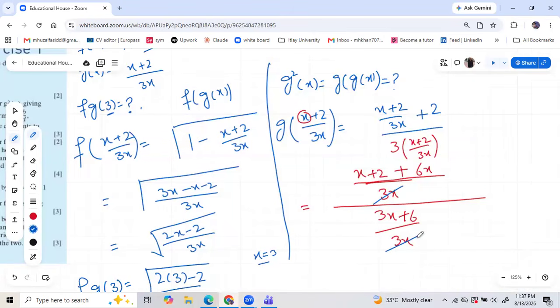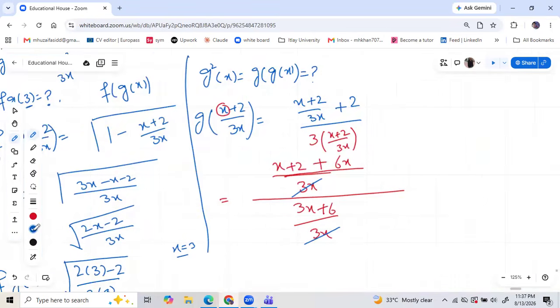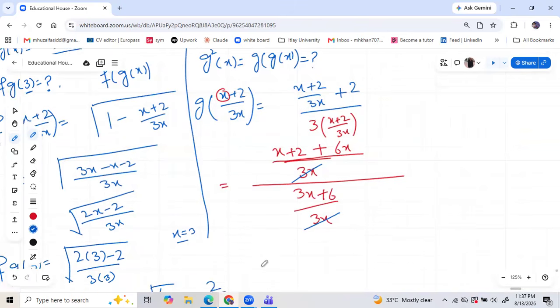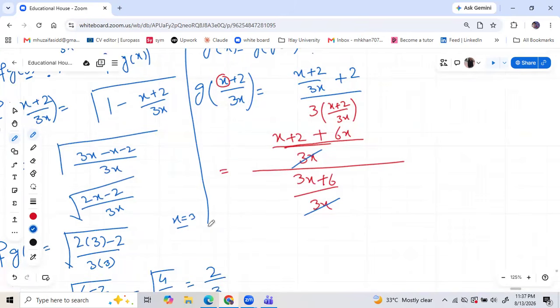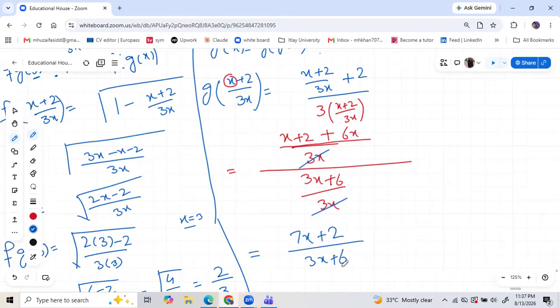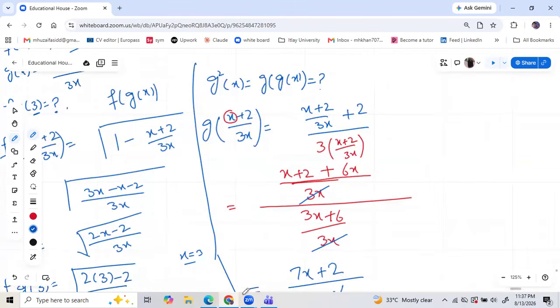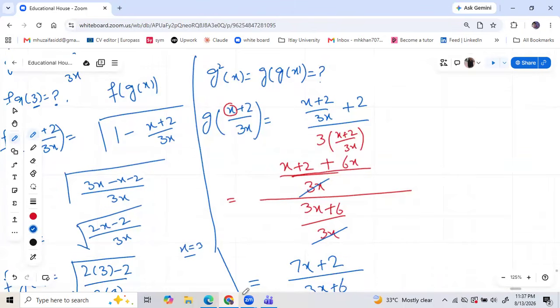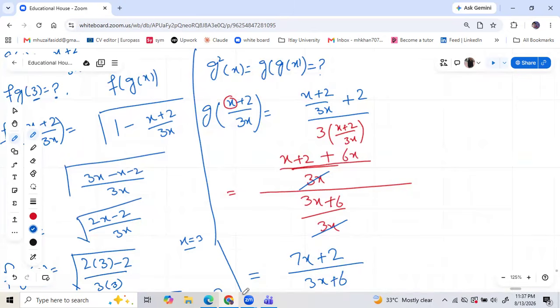Now we are solving this one. This is x plus 6x, which is 7x plus 2, divided by 3x plus 6. So, can you get it? Yes, can you scroll down a little bit? I'm going to write it down.